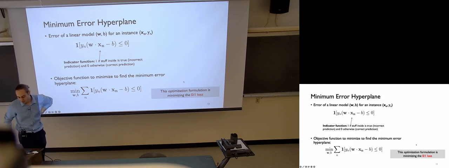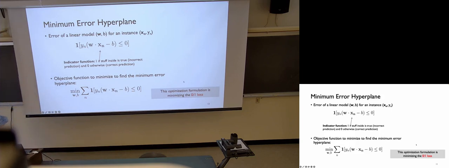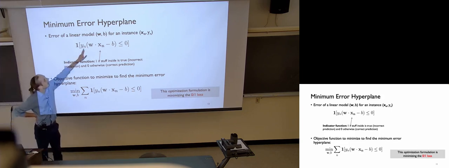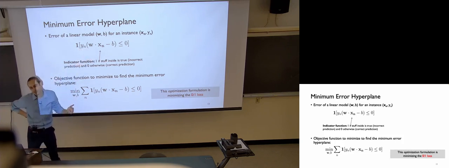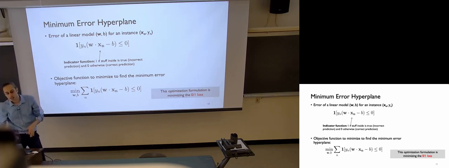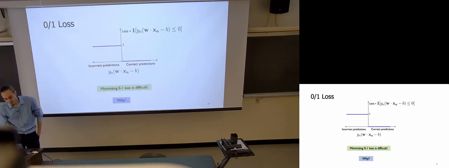So this optimization formulation is minimizing what we call the 0-1 loss, because this could be either a 0 or a 1, basically. That's why it's called 0-1. This indicator function gives us an output of either 0 or 1. So minimizing a 0-1 loss function, we'll see shortly, is actually not easy. It's actually quite difficult for several reasons.